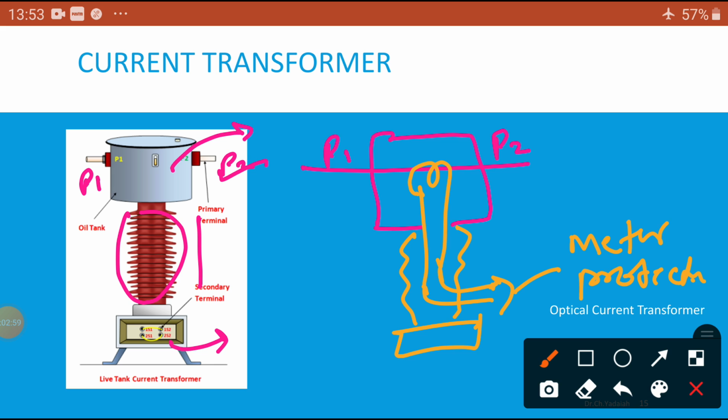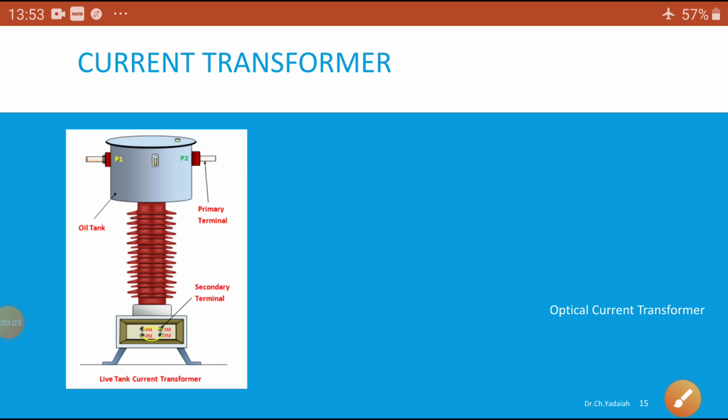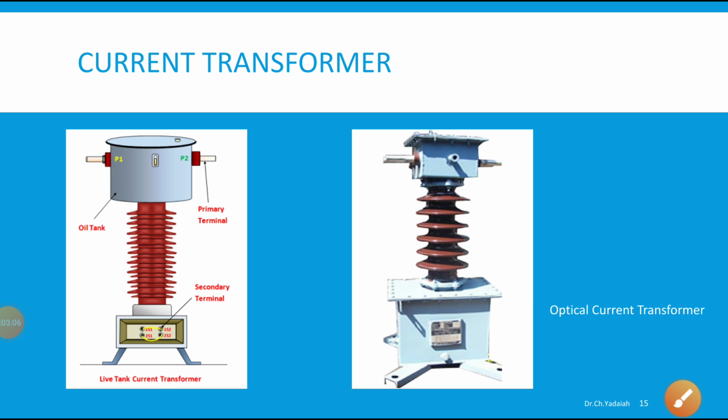Both purposes we can use. Okay, so the basic principle. Now you can see the practical machine. So this is one practically used in our substations. Now you can see the optical current transformer, the latest one used nowadays.